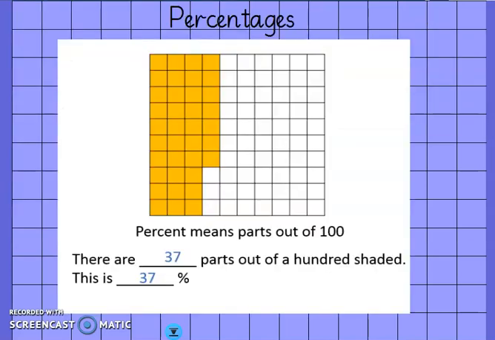Right, so let's make a start on our first lesson about percentages. So, percent means parts out of 100. So as you can see in front of you on my screen, there's 100 square. If you look, they've shaded in some of the squares in yellow. Each row represents 10 squares. So I know that I've got 10, 20, 30, 1, 2, 3, 4, 5, 6, 7. So 37 parts of the 100 square are shaded. That means that it represents 37%.